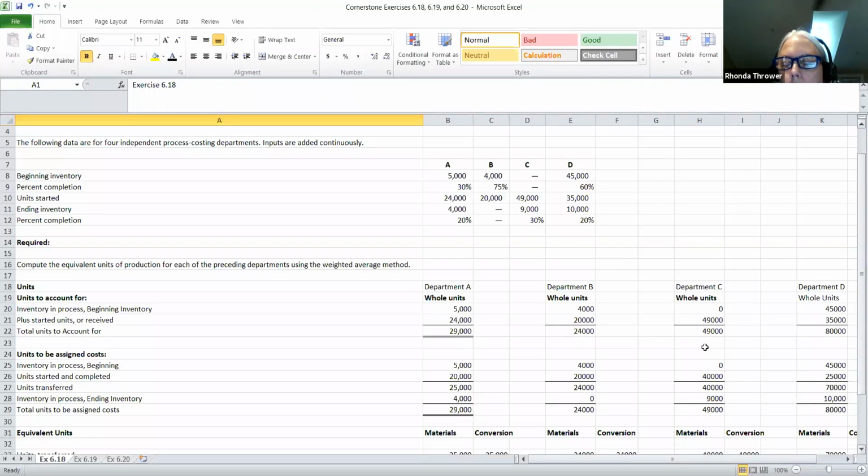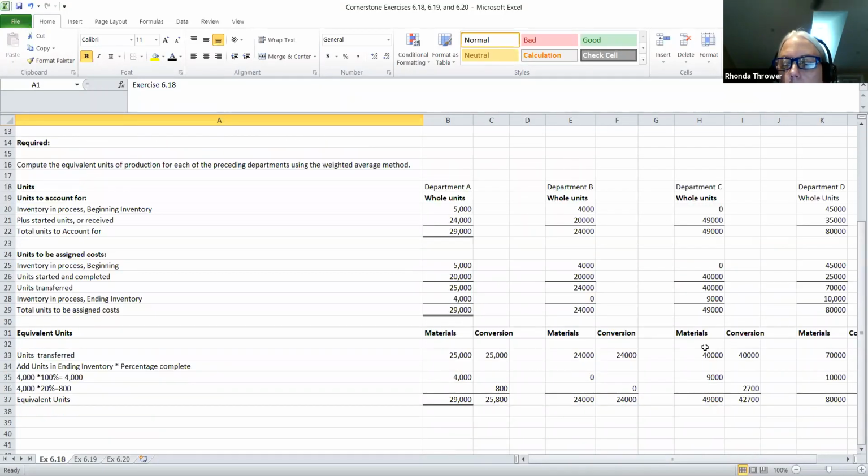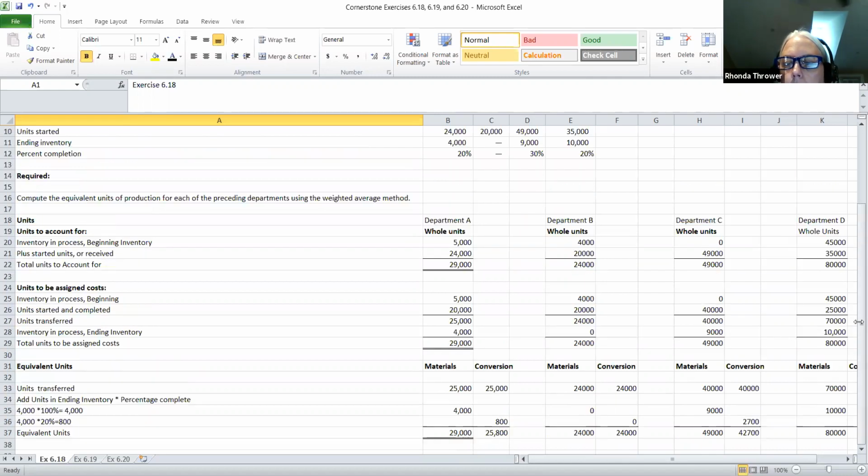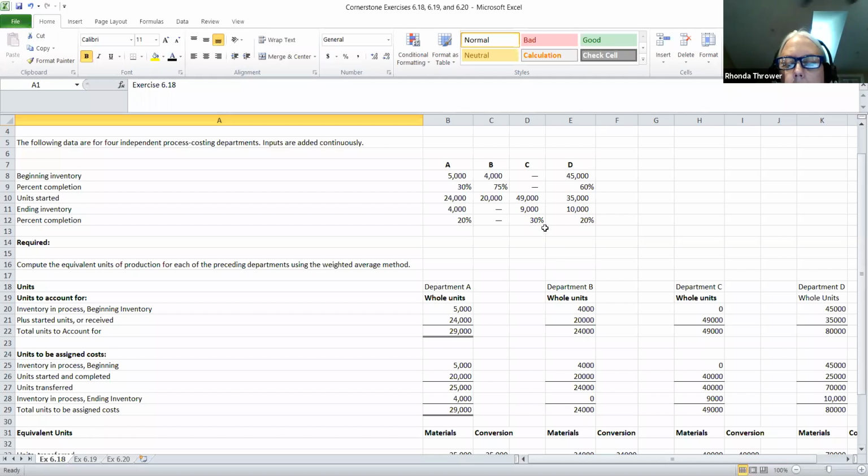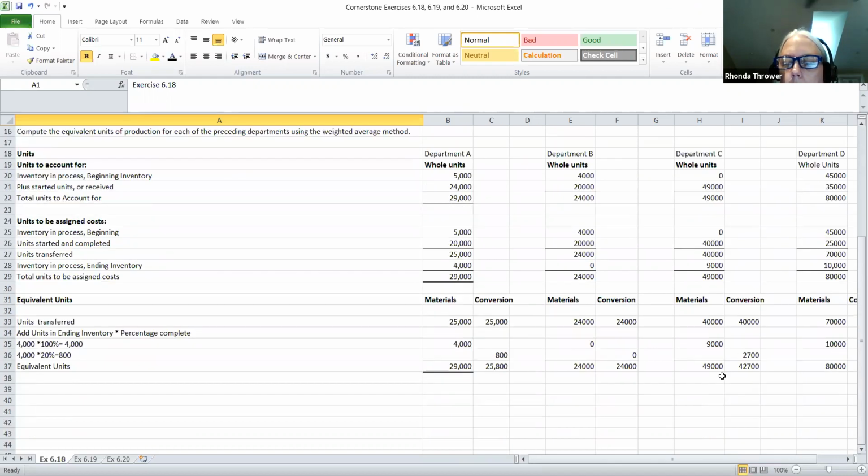When you do your equivalent units for the weighted average method, we're going to pick up our units transferred for both materials and conversion. It's 40,000. And then our ending inventory units is 9,000. We've got all the ending inventory units for materials, but we don't have that for conversion. Only 30% are complete with respect to conversion. So 30% of 9,000 is 2,700. Combine the two of these together to get your equivalent units.